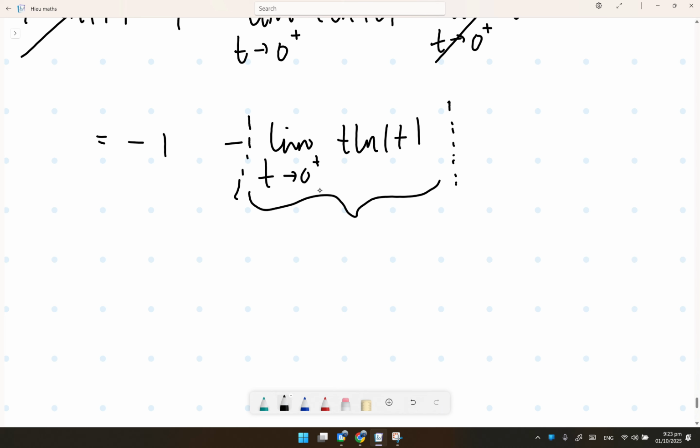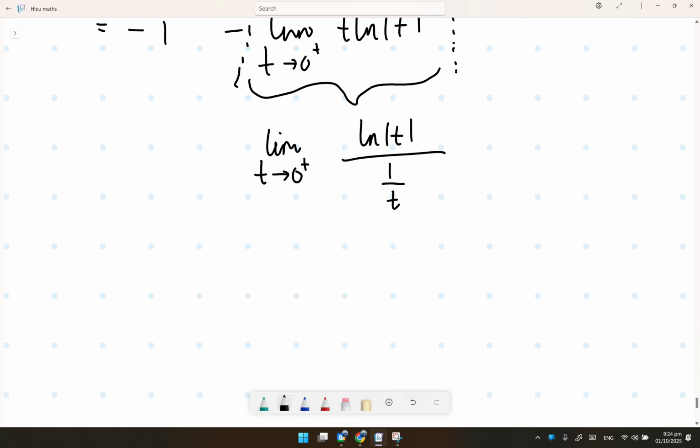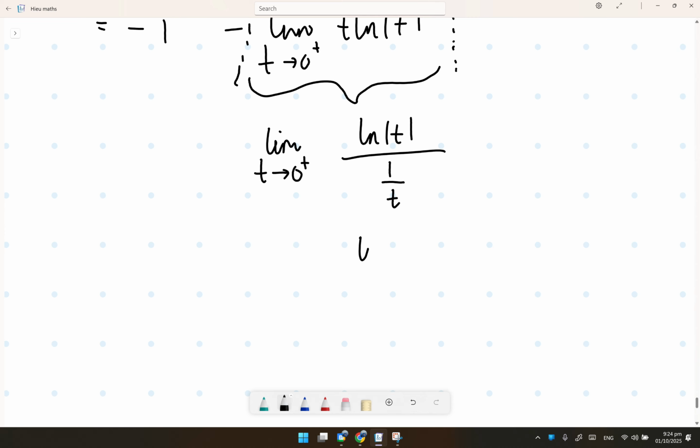So let's rewrite this function as the limit as t goes to 0 from the positive side of ln t divided by 1 over t. Does that work, right? And if we substitute 0 in, what we end up with is ln 0, that's just negative infinity, over 1 over 0. 1 over 0 is just infinity. So now we have infinity over infinity type. Use L'Hopital's.